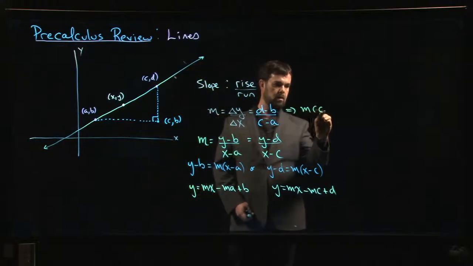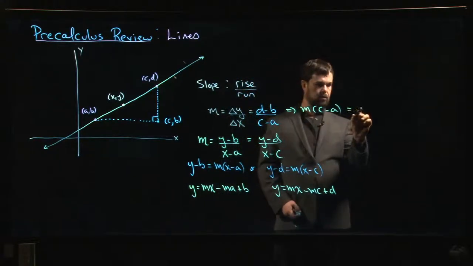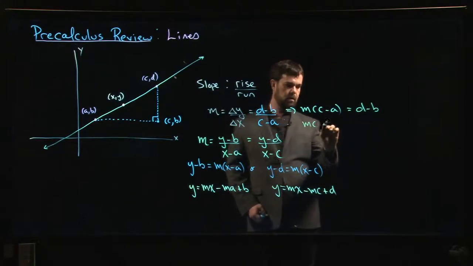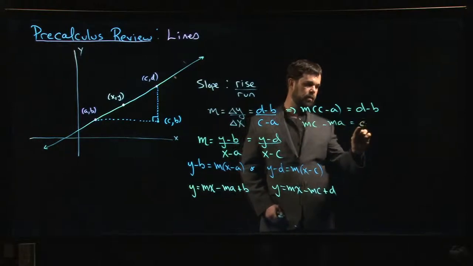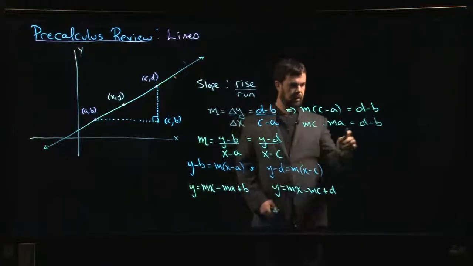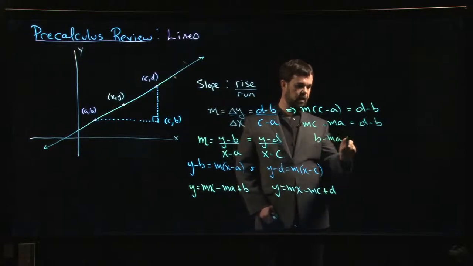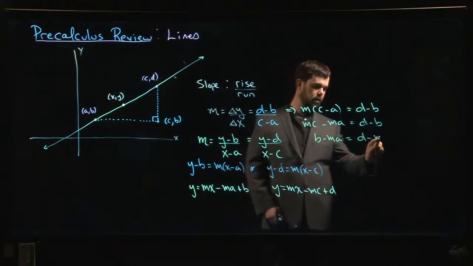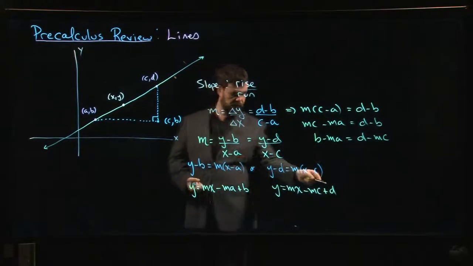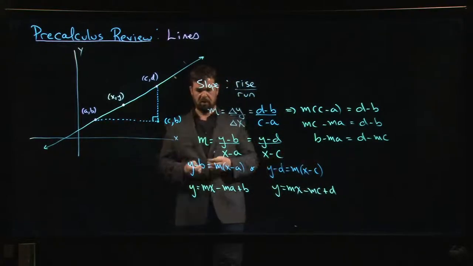m times c minus a is equal to d minus b. So mc minus ma is equal to d minus b, okay? Or, if you like, moving that over and moving that over, b minus ma is equal to d minus mc. B minus ma equals d minus mc, right? So it's the same line, right? It doesn't matter which point you use.